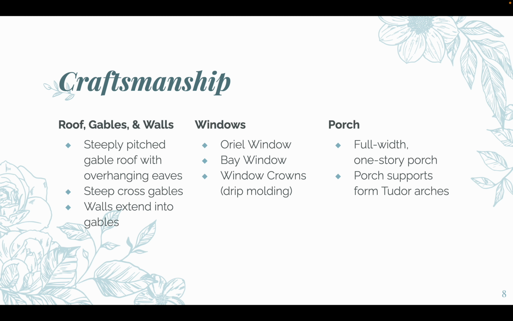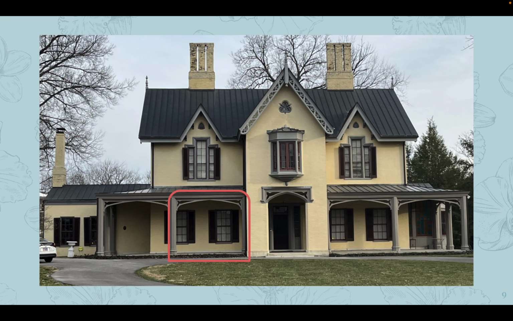Porch. So, Gothic Revivals have a 1-story porch ranging from entry to full width in size. The porch roof is usually supported by wooden supports that form flattened Gothic arches, also known as Tudor arches. Elley Villa has an example of a full-width, 1-story Gothic Revival porch. An example of a Tudor arch is highlighted here.